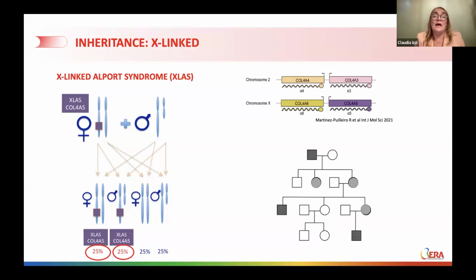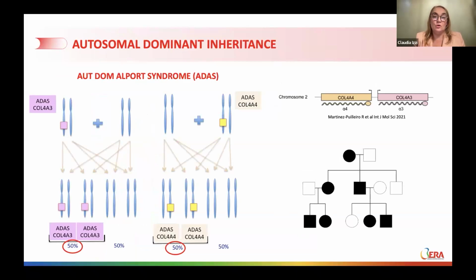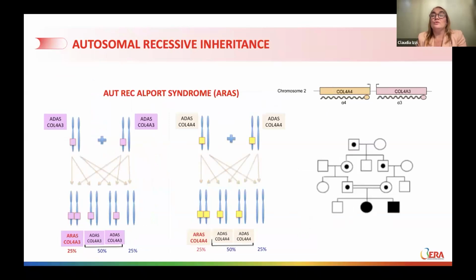In Alport syndrome, we have X-linked inheritance when we have variants in COL4A5 on the chromosome X, but also we have autosomal dominant Alport syndrome. You see here the heterozygous state of the variant to have the disease. But also we have autosomal recessive inheritance, when the affected person inherited both variants from the father and the mother.